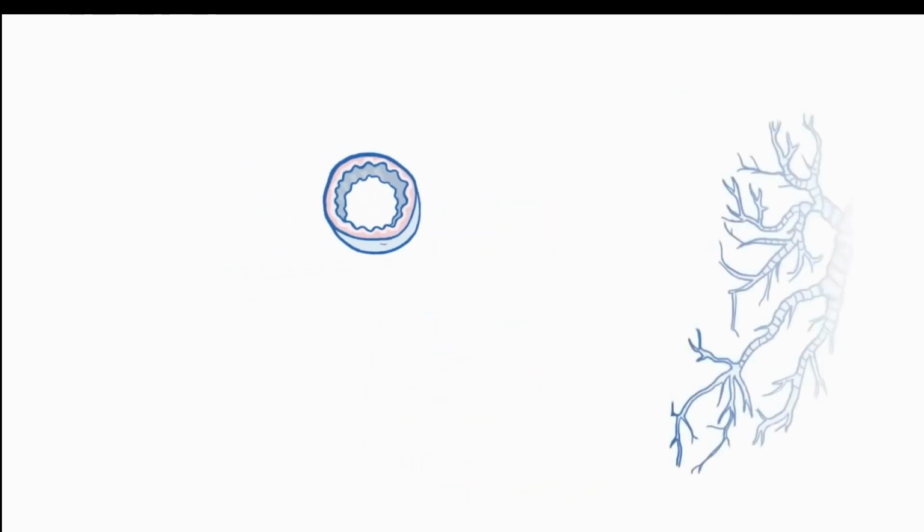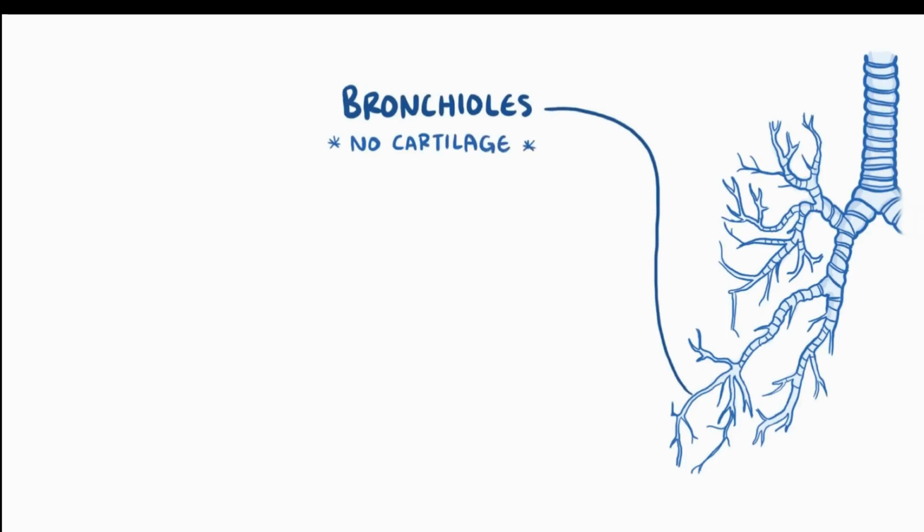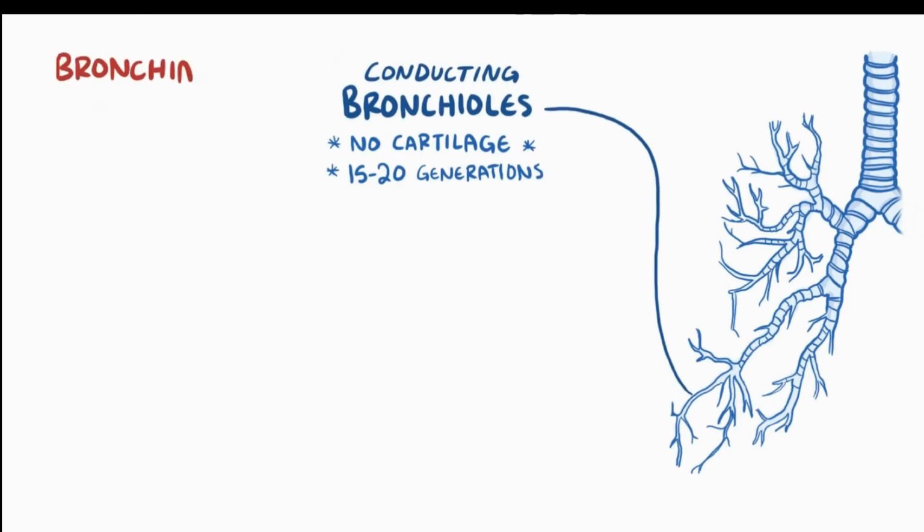After the first 3 generations of bronchi, though, the airways get more narrow, called bronchioles, meaning little bronchi, and these can stay open without the need for cartilage. Air is conducted through smaller and smaller bronchioles for about 15 to 20 generations, and collectively these are known as conducting bronchioles. These conducting bronchioles receive oxygenated blood from the bronchial arteries.